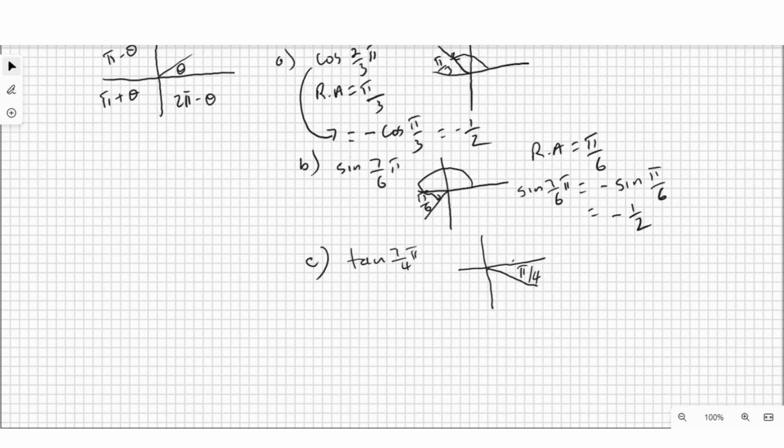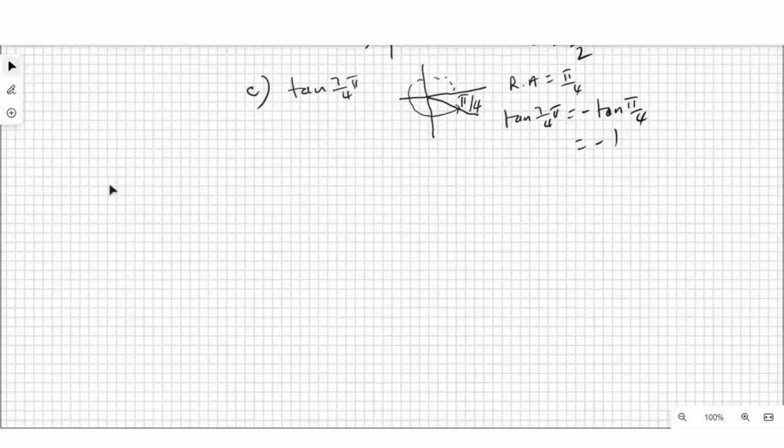So my angle is this one here. This angle tangent is negative, therefore negative in relation to the acute angle. My related acute angle is pi over 4, therefore tan 7 over 4 pi is negative of tan pi over 4, which is minus 1. So these are all special angles. If they are not special angles, it would be exactly the same.